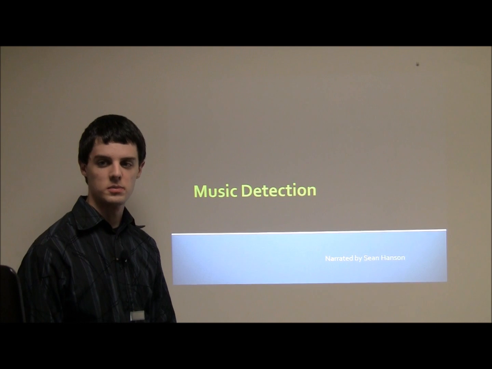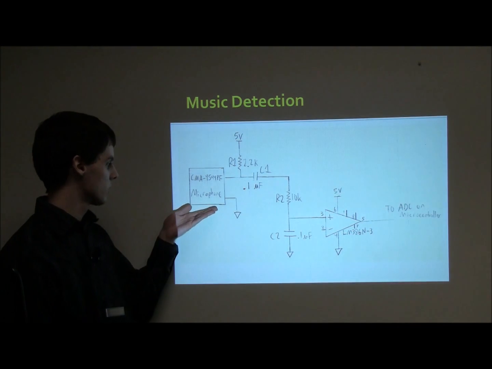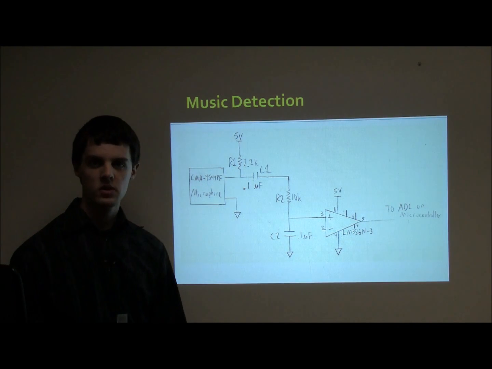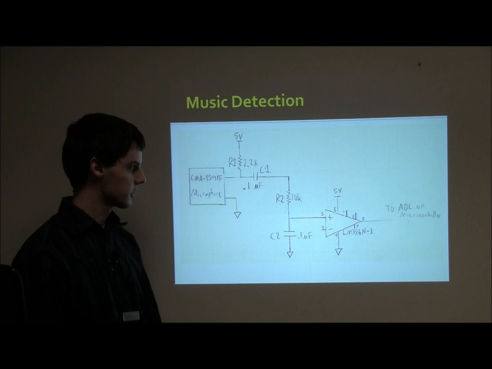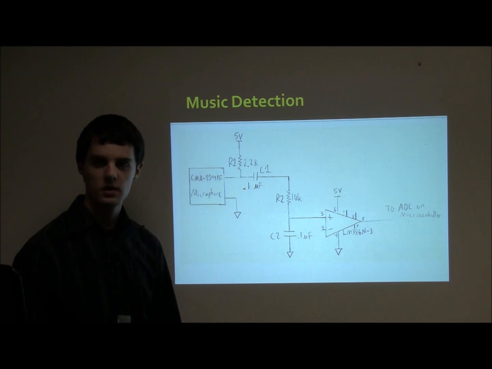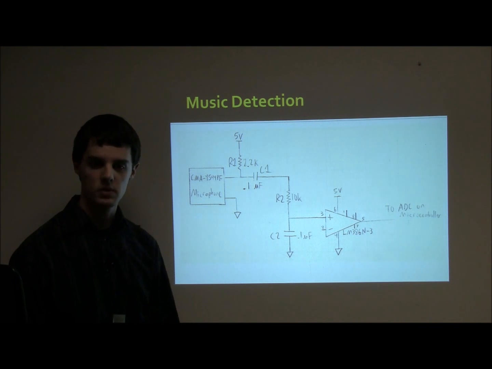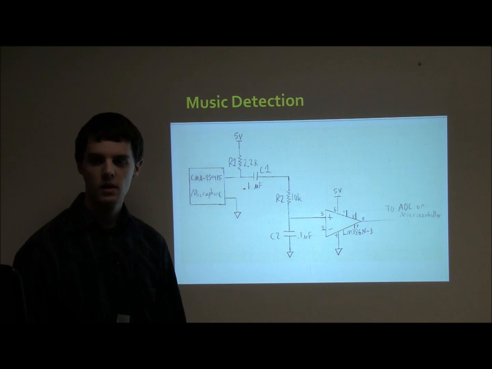Now for the music detection block. Over here we have an Electret microphone. We chose to use an Electret microphone because they're small, inexpensive, and sensitive enough to record music. We chose this particular model for 4 reasons. Number 1, it's omnidirectional, meaning it can record music coming at it from any direction. Number 2, it can run on anywhere from 3 to 10 volts.